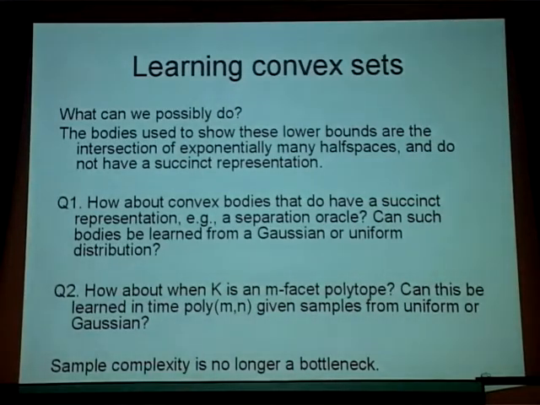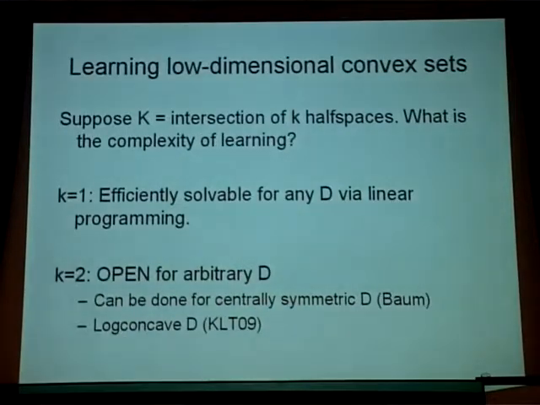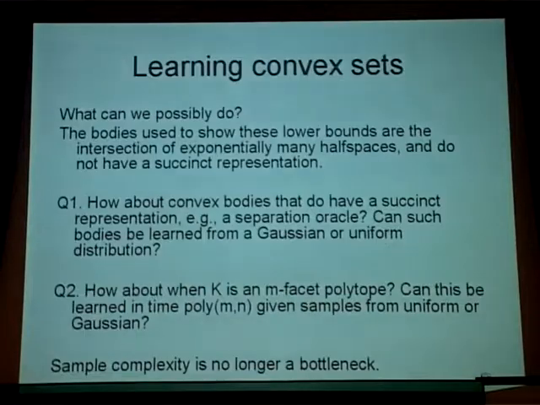The sample complexity is no longer an issue. If it's an m-facet polytope, you only need order mn samples to do everything. So it's a time complexity, an algorithmic question here. And this captures lots of other problems, such as learning DNF and so on. Okay. What can we do? So this is a question that I'd like to understand, but I don't.